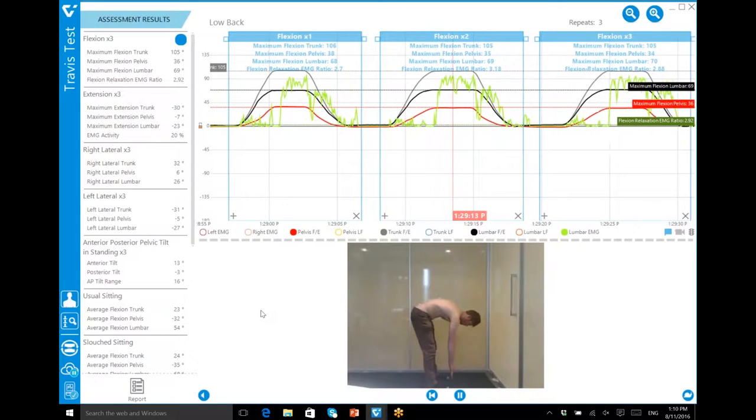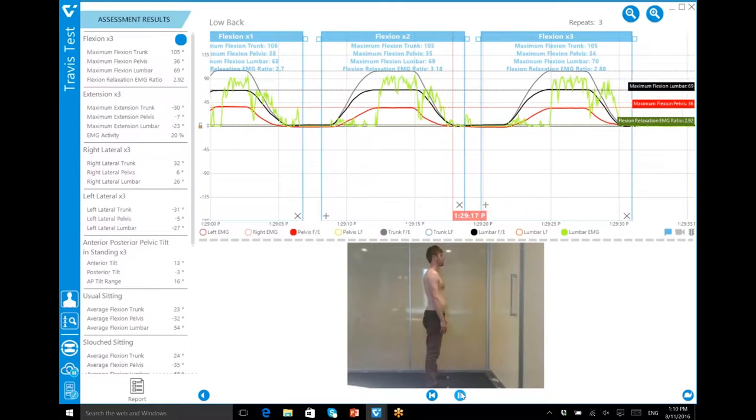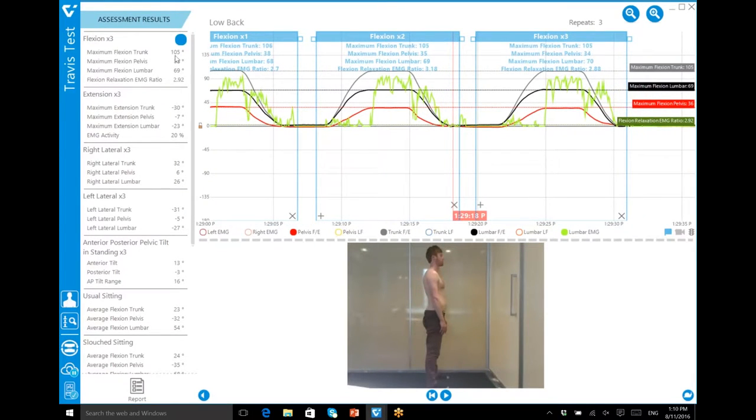The other numbers that you've got represented there are the same in each of the different tests in the procedure. So you've got the maximum flexion for just the trunk sensor, which is your upper sensor that's sitting over the TL junction. You've got the maximum flexion of the pelvis sensor, which is the lower sensor sitting over S2. And then you've got the maximum flexion lumbar, which is basically the difference between the trunk sensor and the pelvis sensor. Usually that greatest difference between the two occurs at the end of the range of movement, but sometimes in an unusual movement pattern, it might happen halfway through the movement.